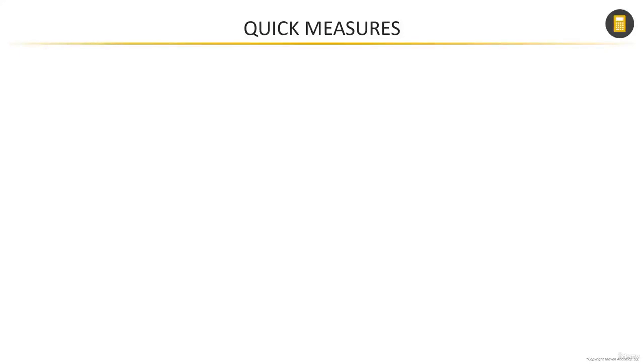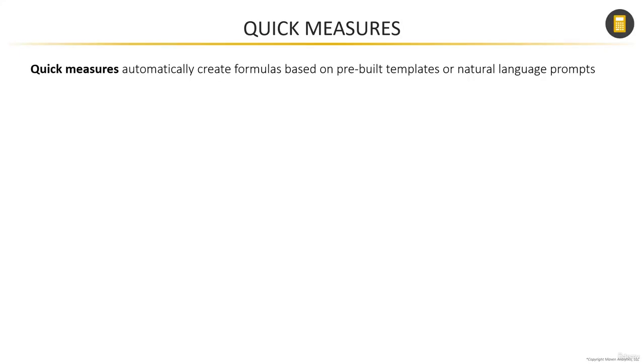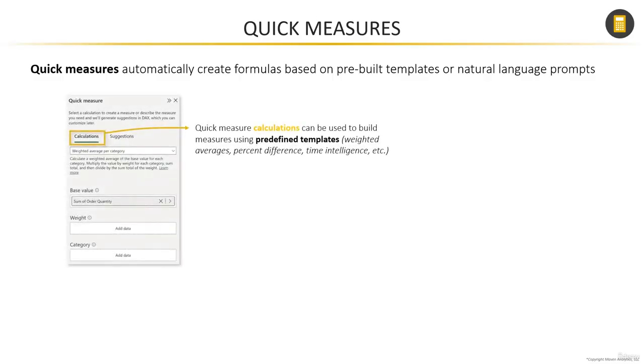Let's take a quick moment and talk about a feature in Power BI called Quick Measures. Now, Quick Measures are a tool that automatically creates explicit measures using prebuilt templates or natural language queries. Now, the first method is called calculations, and this can be used to build measures using predefined templates.